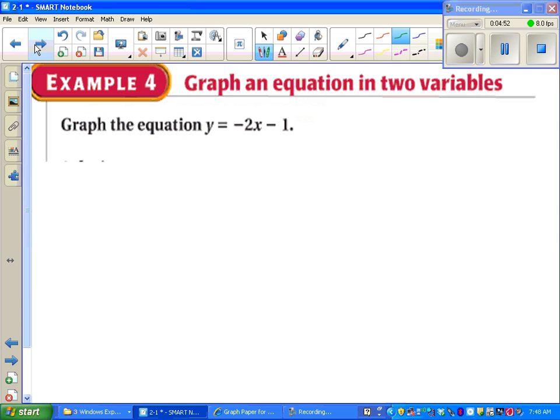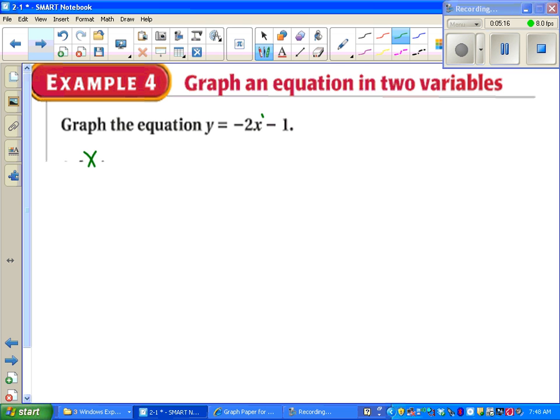To start off, we're going to graph what's called a linear equation. It's called linear because the highest exponent is 1. This is going to be a straight line anytime the highest exponent is 1. You might remember how to graph a straight line using slope and y-intercept from Algebra 1. We'll focus on that a little later in the chapter. Right now we're just going to make a table.